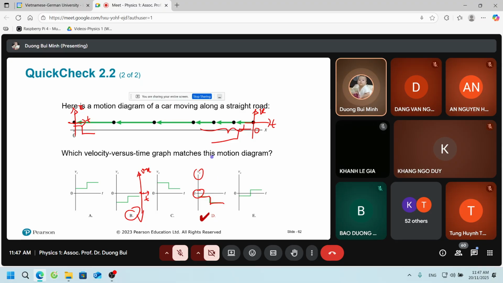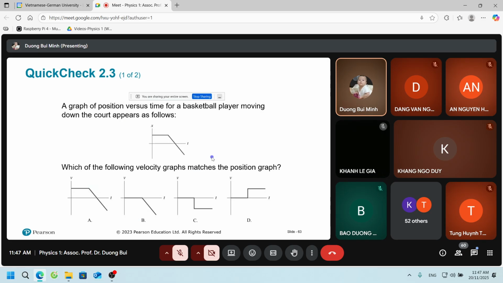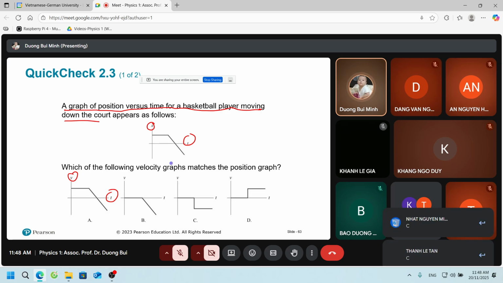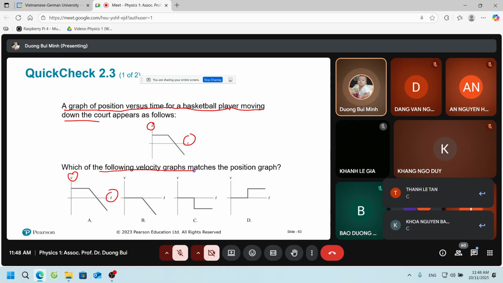For now, I will check the time; maybe just one more question and then we finish. Now it's very clear, because they give x versus times and v versus times directly. A graph of position versus times for a basketball player moving down the court appears as follows. Which of the following velocity graphs matches the position graph? This is the last multiple choice question today. I set the timer at 11:49. Come on, do it.